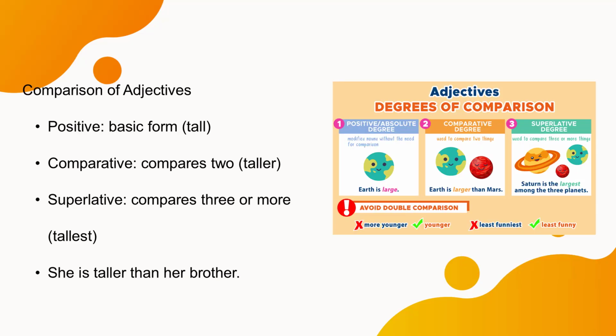Comparison of adjectives. Let's talk about comparison of adjectives. There are 3 forms: positive, tall, comparative, taller, and superlative, tallest. Comparatives compare 2 things, superlatives compare 3 or more. Example, she is taller than her brother. These forms help express degrees of difference.